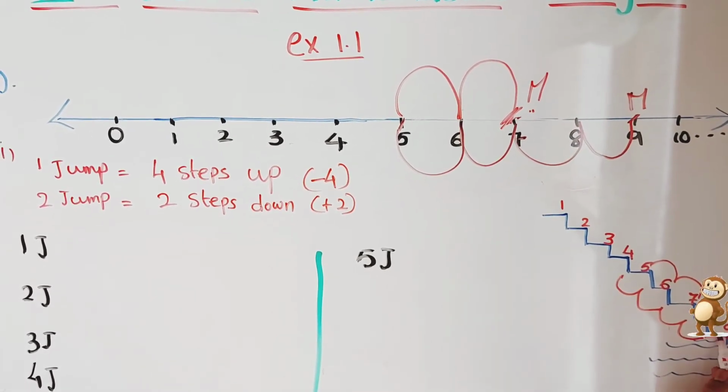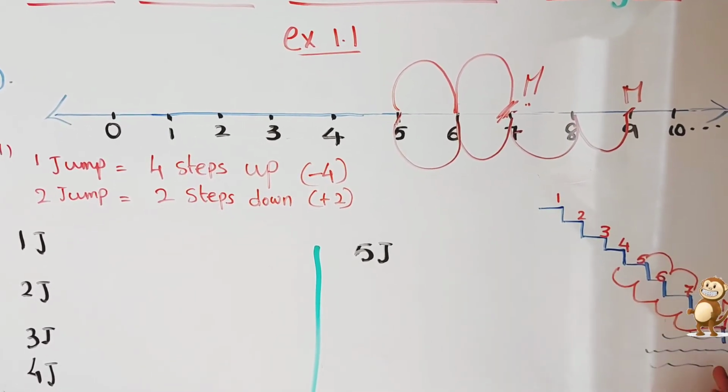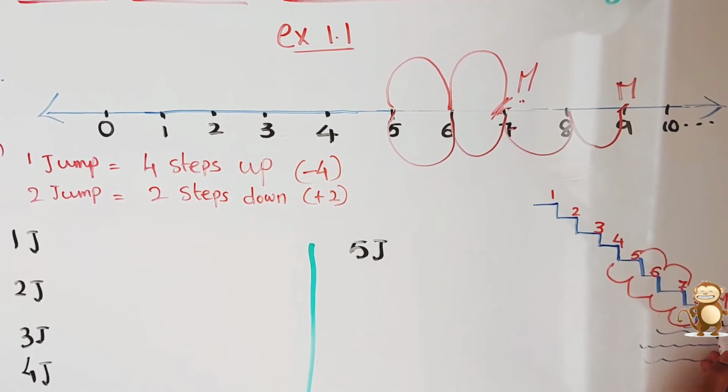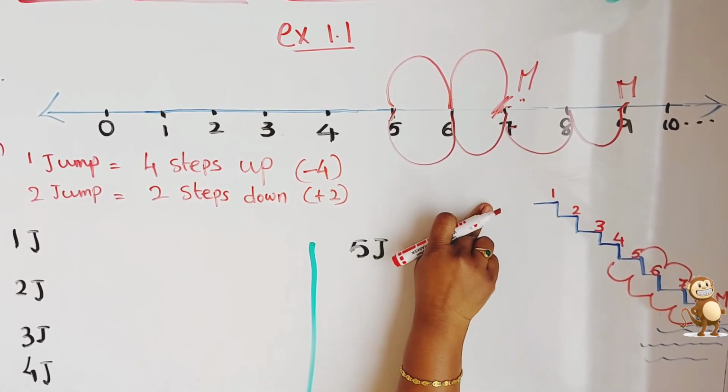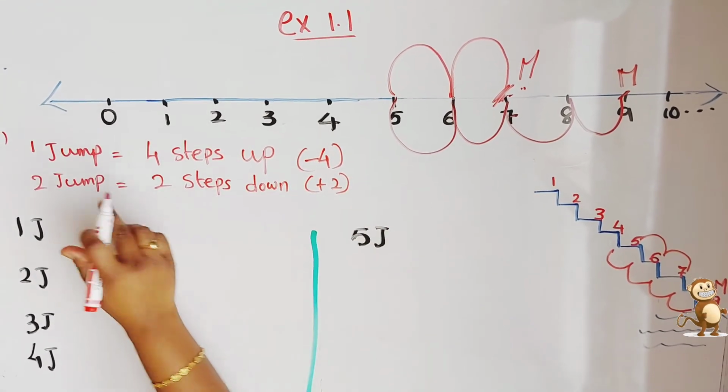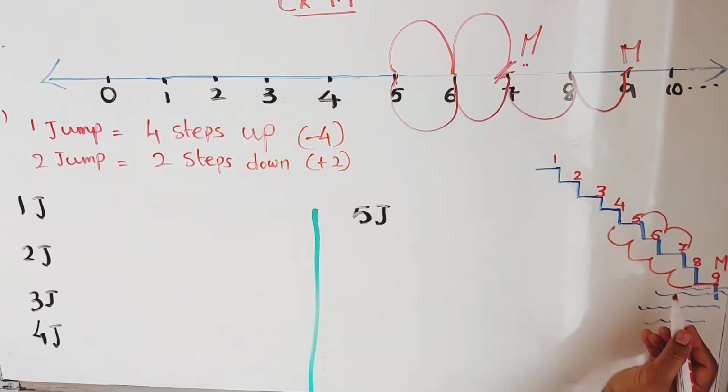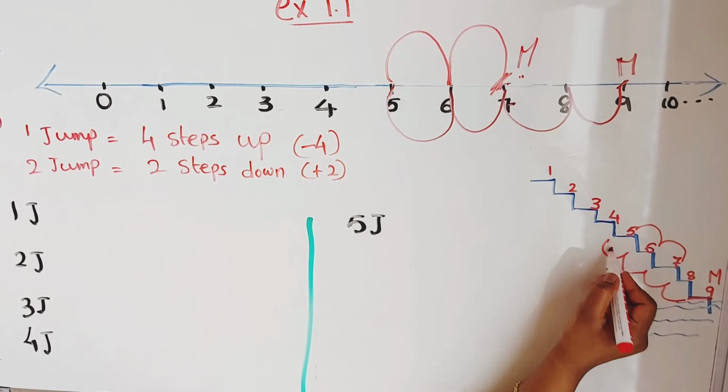Now monkey is at the 9th step, children. After the first question, it is at the 9th step. Okay. Now it has to reach the first step again. For that, how is it going? 4 steps up, that is minus 4. See, like reverse order. Minus 4.